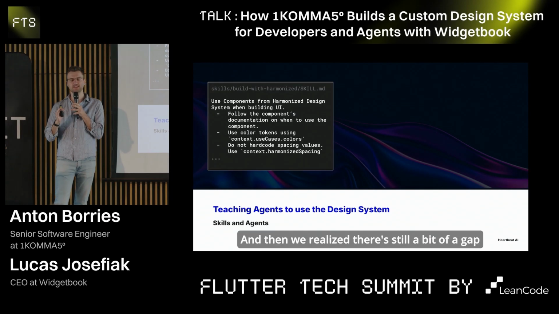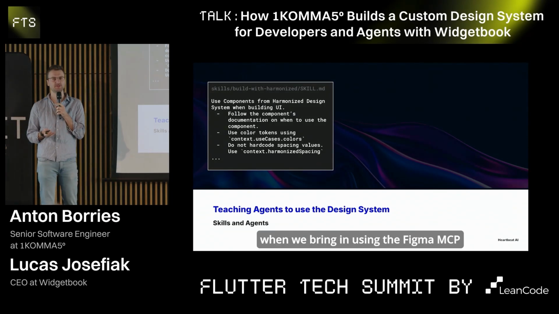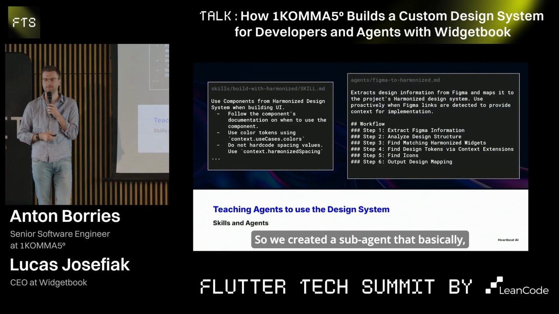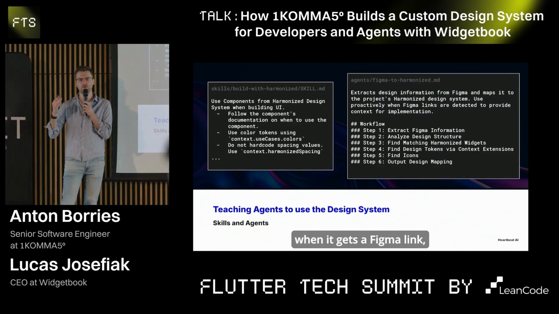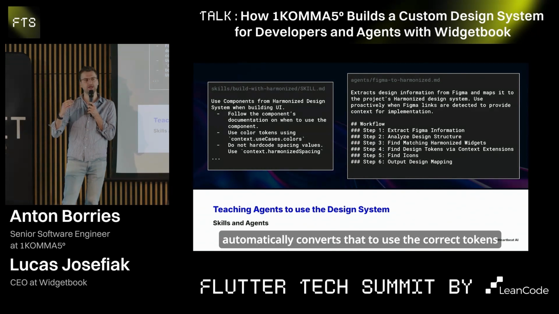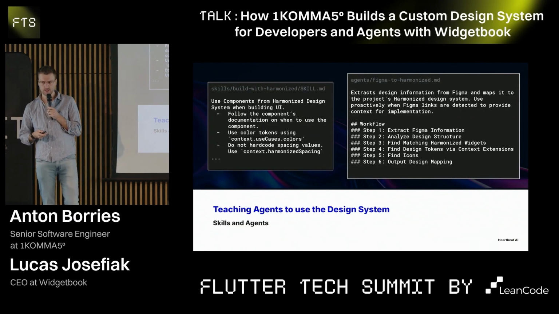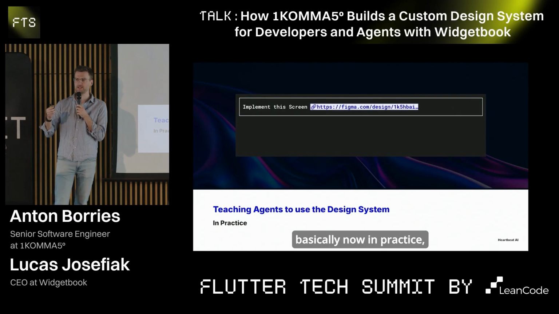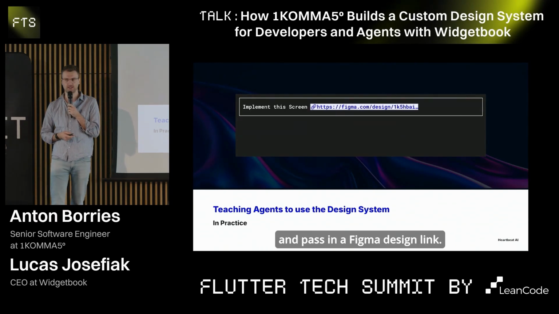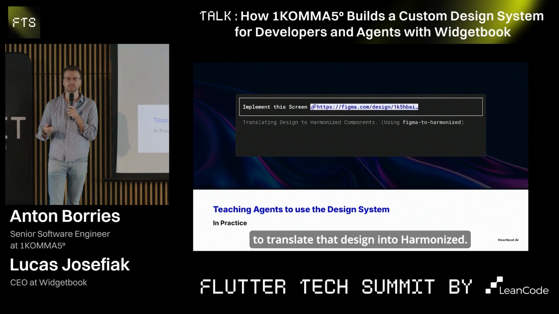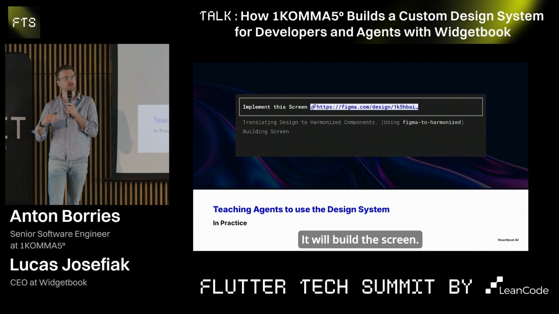And then we realized there's still a bit of a gap when we bring in, using the Figma MCP, some designs from Figma directly. So we created a sub-agent that basically, when it gets a Figma link, automatically converts that to use the correct tokens and the correct components. And that's been working so great that basically now in practice, we can just say implement the screen and pass in a Figma design link. The agent will then start using the sub-agent to translate that design into Harmonized. It will build the screen.